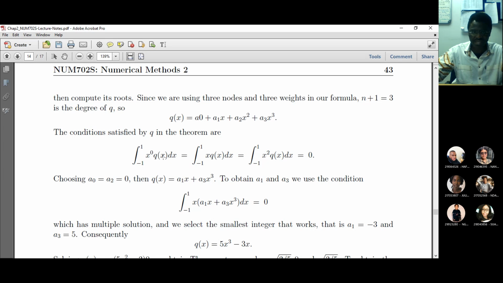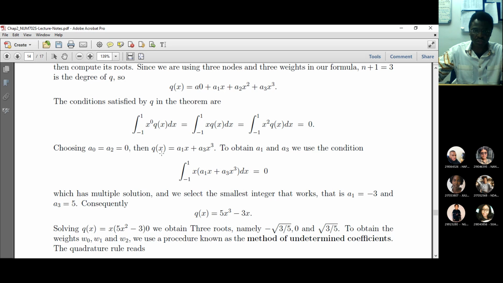It's from this expression that we see that, because there are many solutions, right? When there are many solutions, we can decide to fix some of the terms and solve in terms of a variable or in terms of a parameter. So that's exactly what we are doing here. So once we fix that to 0, qx is reduced to this expression: A1x plus A3x cubed.